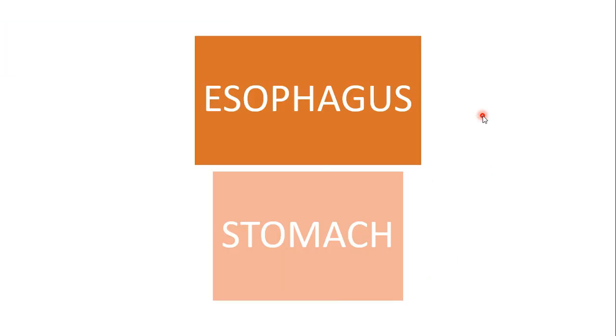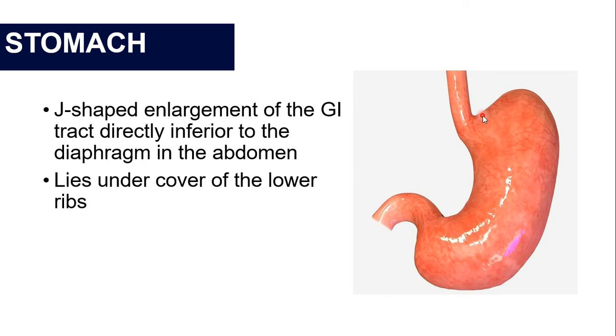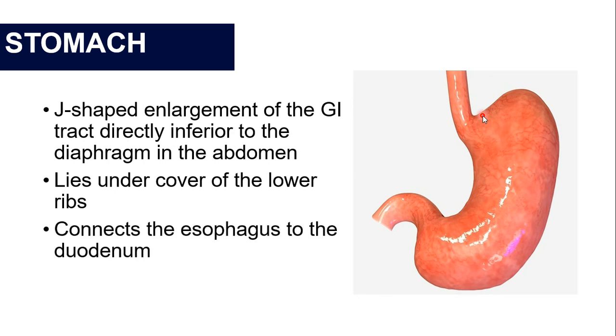And next, the stomach. So let's discuss the stomach. The stomach is a J-shaped enlargement of the GI tract directly inferior to the diaphragm in the abdomen. As you can see, it lies under cover of the lower ribs, and it connects the esophagus to the duodenum. So if this is the esophagus, this is the stomach, and then this is the duodenum, or the first part of your small intestine. The stomach is the dilated portion of the alimentary canal and has three main functions.